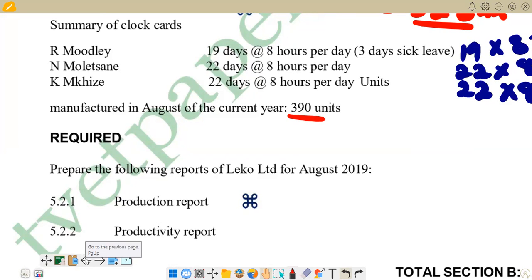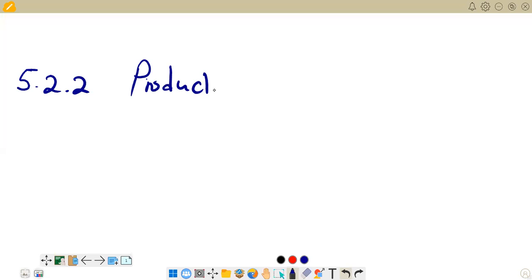That's 5.2.2. So on the second part, what we are going to do is find out about the budgeted time per unit, and then we compare with actual time per unit. So we go there, we create the answer section for the second part. So here we are having 5.2.2. On 5.2.2, we've got the productivity report. So this is the productivity report.